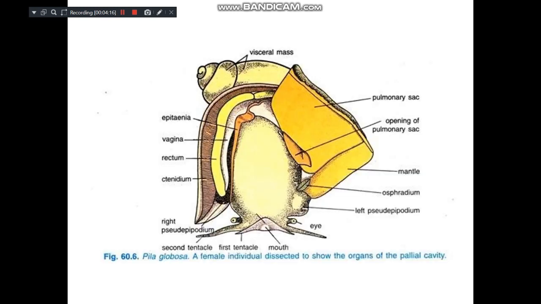So, this is the visceral mass. See here, the eyes are very clearly visible, even the mouth. This is the mantle.